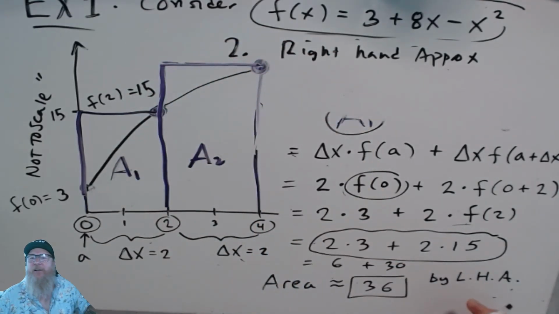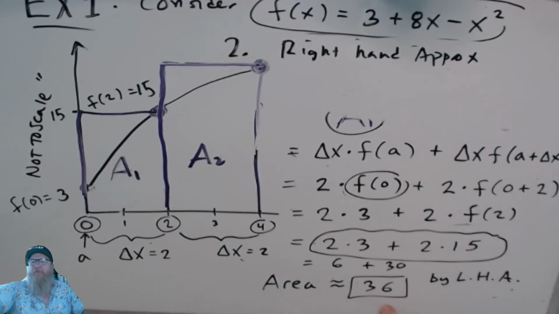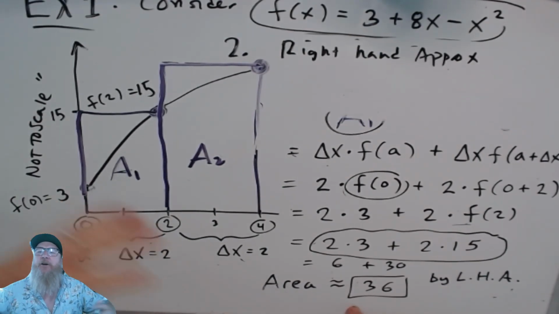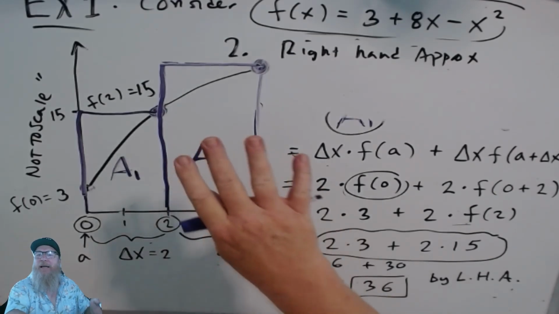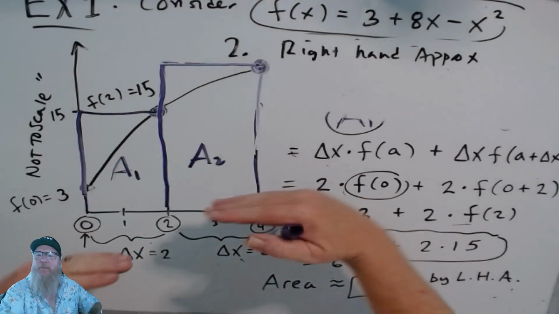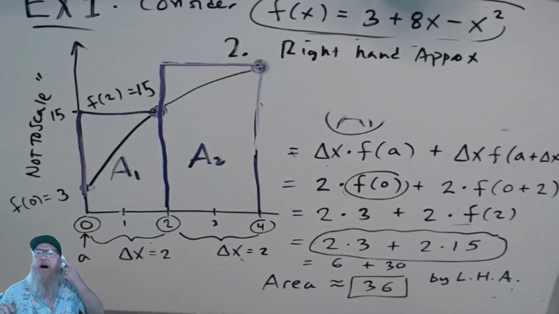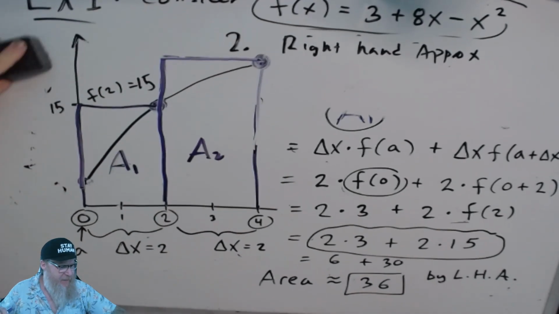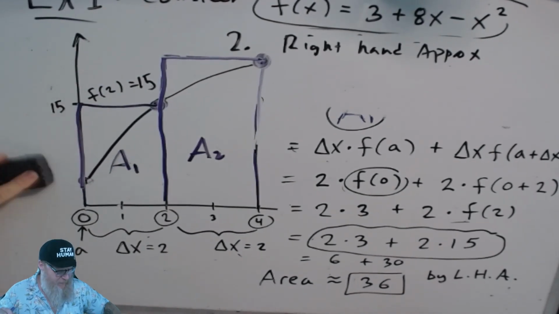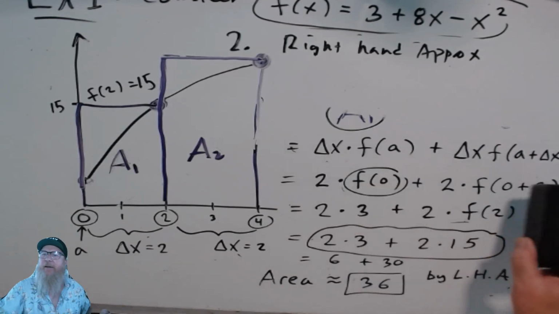And you'll see clearly that the first attempt, the LHA, was an underestimate, under approximating. In my second one, the right-hand approximation is going to be an overestimate because the rectangles are going to go above the curve. Okay. So let's do the same calculation here.